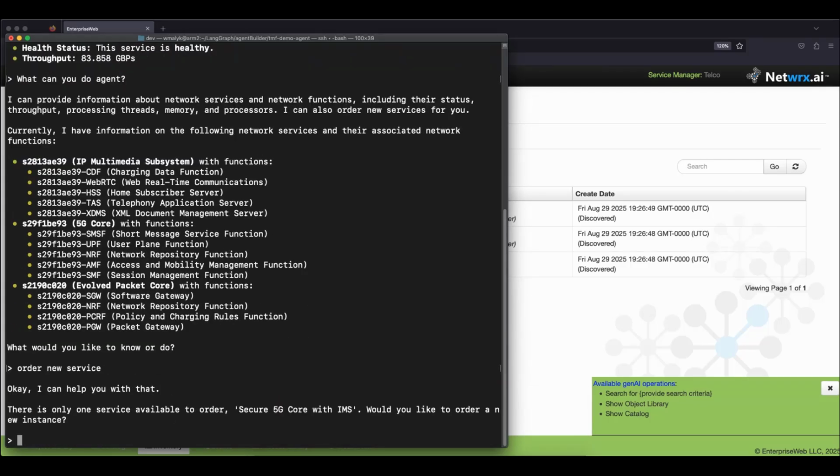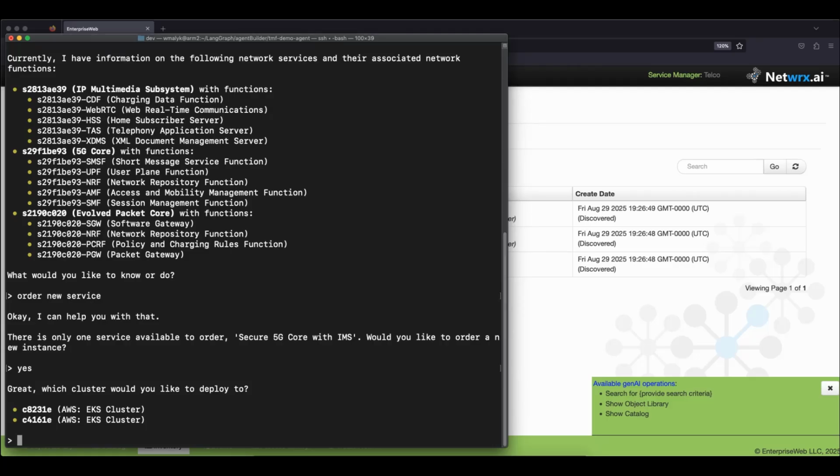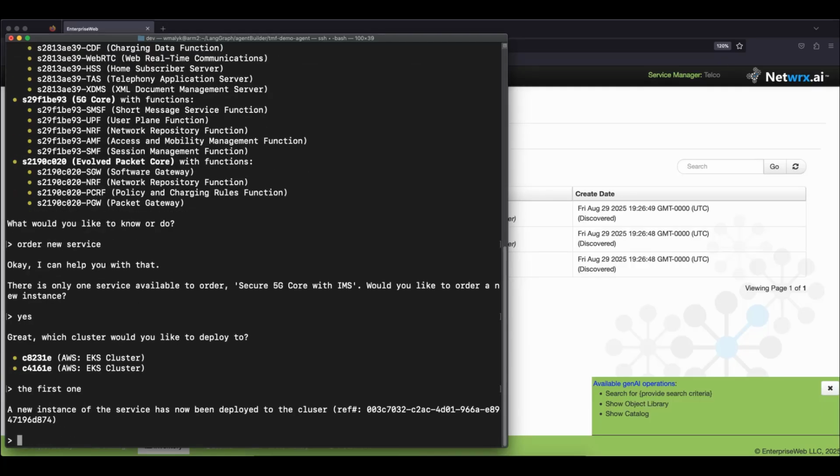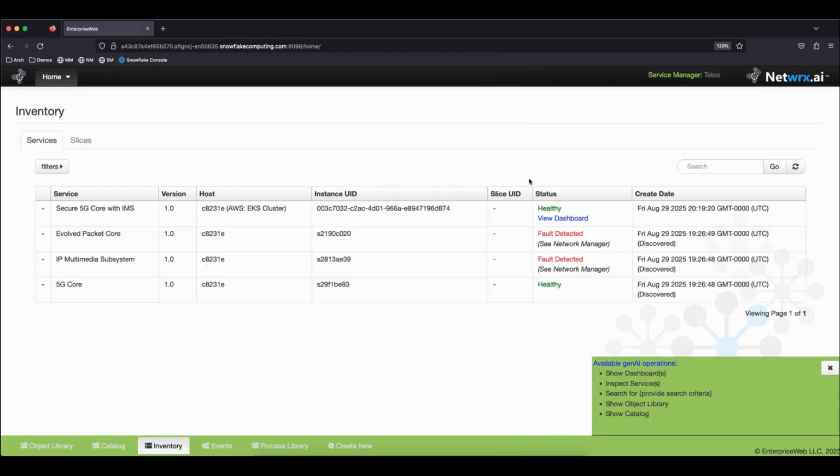We'll see automatically it looks at that catalog we saw before. It sees there's one service that's available to order. We'll go ahead and create a new one, and we'll specify the cluster. And just like that, it's deployed a new service for us. So back in EnterpriseWeb, we can see that it's deployed and that it's healthy.